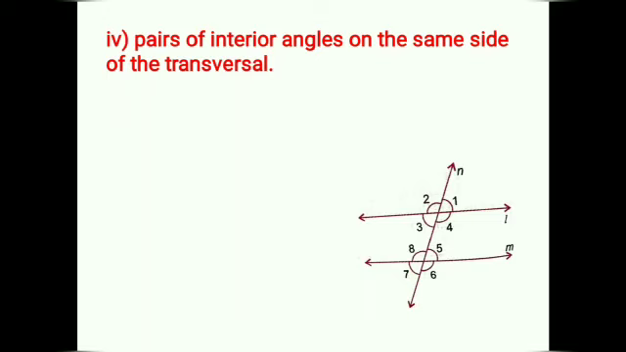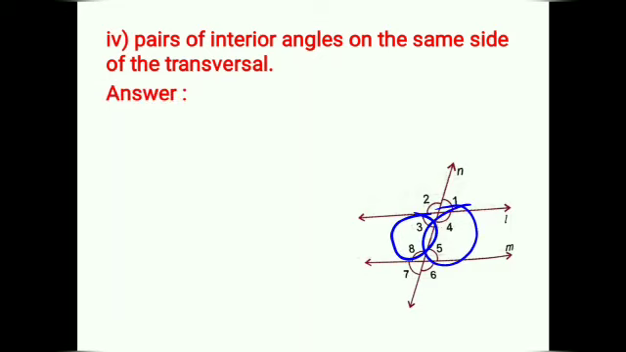Pair of interior angles on the same side of the transversal. So we know that here the interior angles are 3, 4, 5, 8. Correct? So now we have to find a pair of interior angles on the same side of the transversal. That means we have to find co-interior angles. So what is the meaning of co-interior? That is, we have to find the angles on the same side. So here 3, 8 and 4, 5.